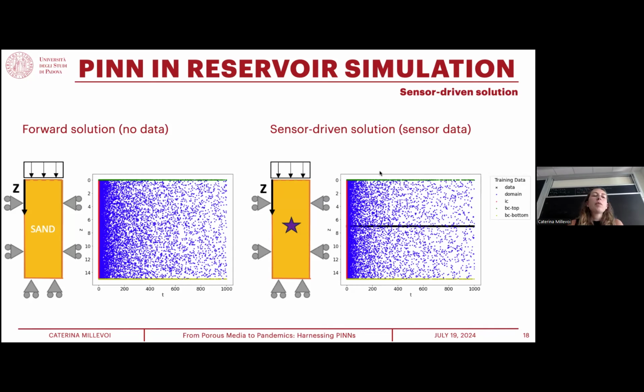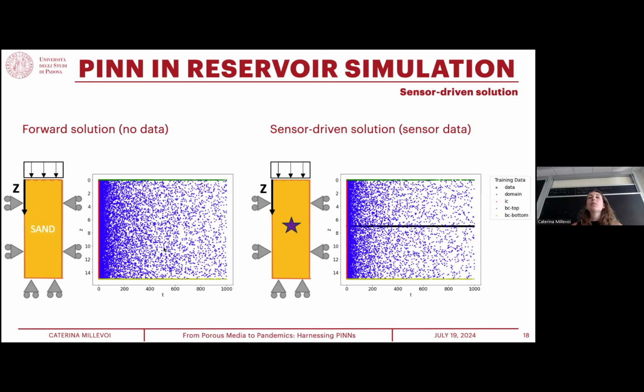So we performed a forward solution. We are supposed to have no data inside the domain here, which corresponds to the left part of the slide. As you can see, we have only collocation points, those points at which you compute your residual. We don't have any data inside the domain. We suppose we only know the initial and boundary conditions. Once we train our PINN in this setting, the training turns out to be extremely long and unstable, making the approach uncompetitive with respect to traditional methods.